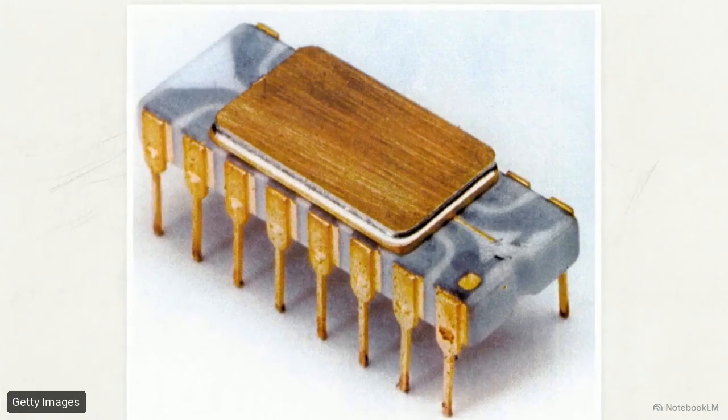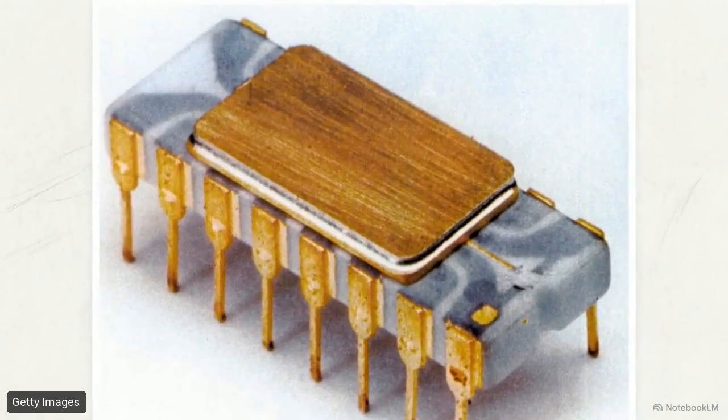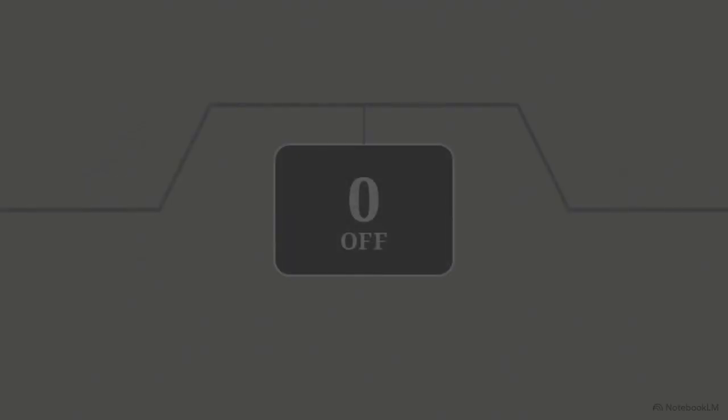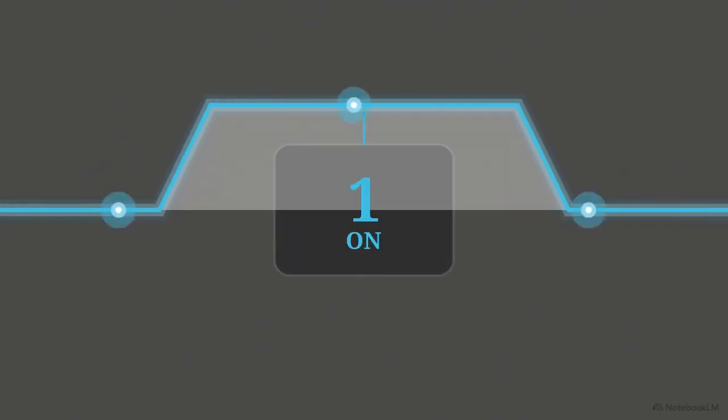At its physical core, a computer is just a massive collection of microscopic electrical circuits. Those circuits only understand two states. Electricity is flowing, or it isn't. On or off. 1 or 0.